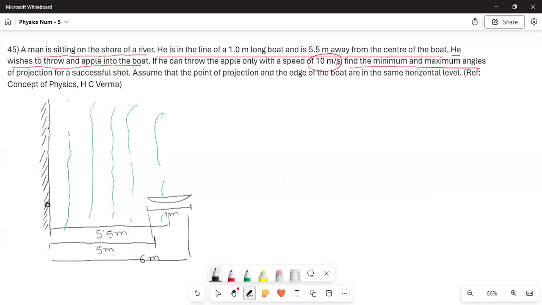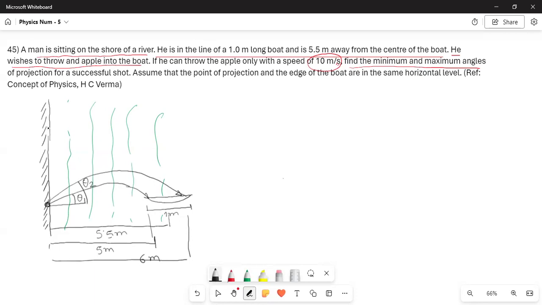Now, at a certain angle when he throws the apple, it falls here. That means it's the near edge of the boat. Let us say this angle is θ1. And he can use another angle so that the apple goes a little farther away and goes to the further end of the boat. Let us say this angle is θ2. Let us find out these two angles first.